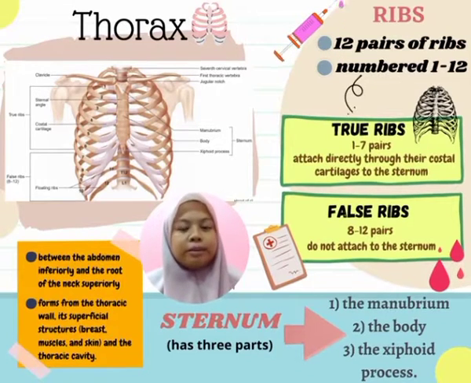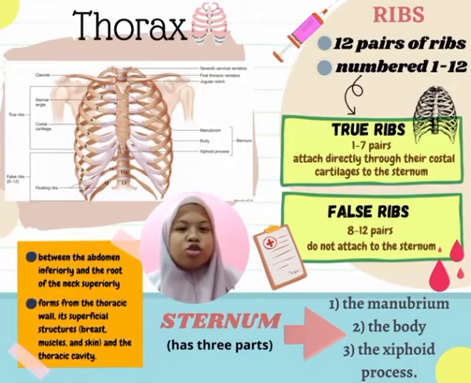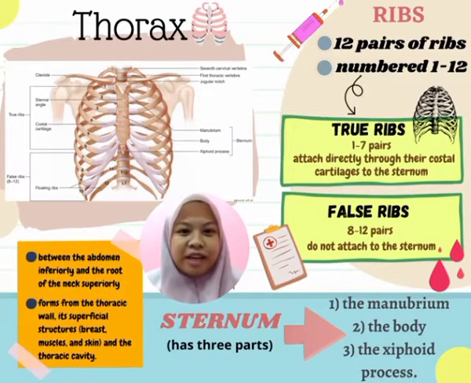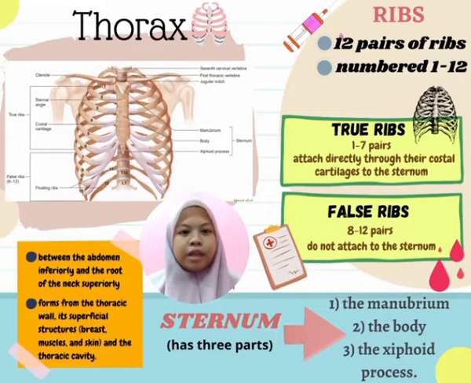All of the ribs articulate posteriorly with the thoracic vertebrae. The ribs are classified by their anterior attachments as true or false ribs. The true ribs attach directly through the costal cartilage to the sternum. The superior 7 pairs of ribs are true ribs. The false ribs do not attach to the sternum. The inferior 5 pairs of ribs are false ribs.